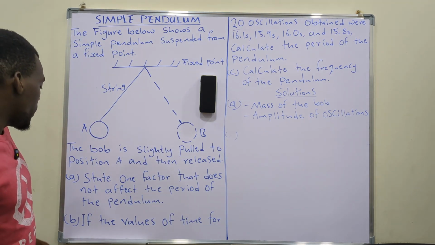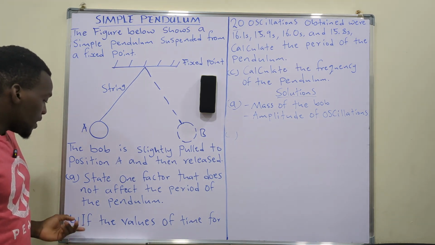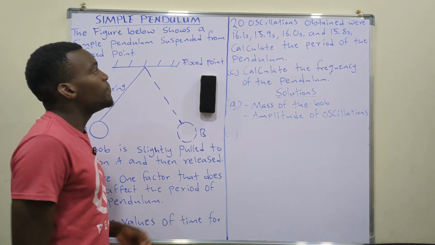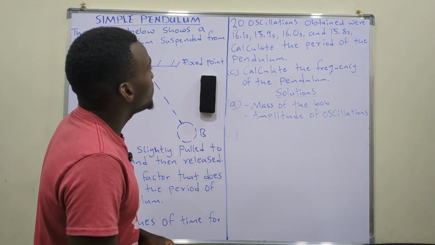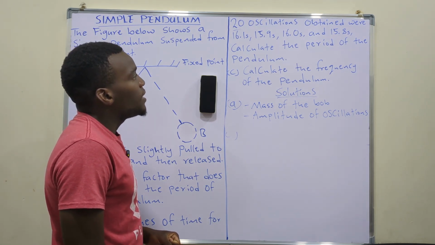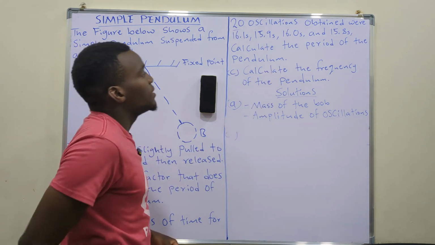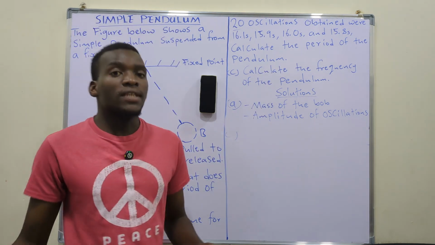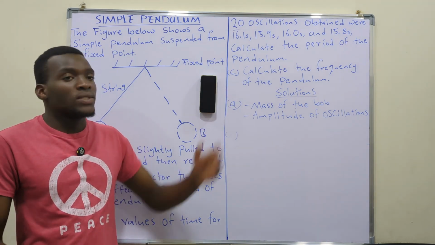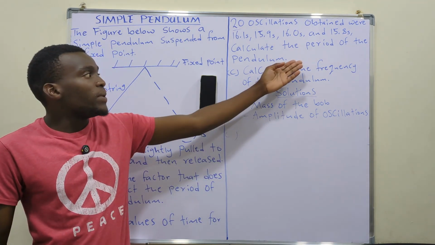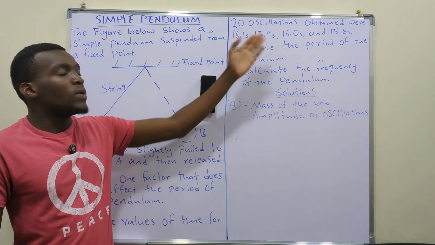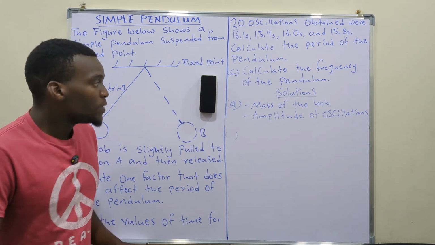We can move on to part B, which says if the values of time for 20 oscillations obtained were 16.1 seconds, 15.9 seconds, 16.0 seconds, and 15.8 seconds, calculate the period of the pendulum. So in this case, we have been given quite a number of times which were obtained for 20 oscillations. So in order to calculate the period, we first have to find the average time for the 20 oscillations which were obtained.